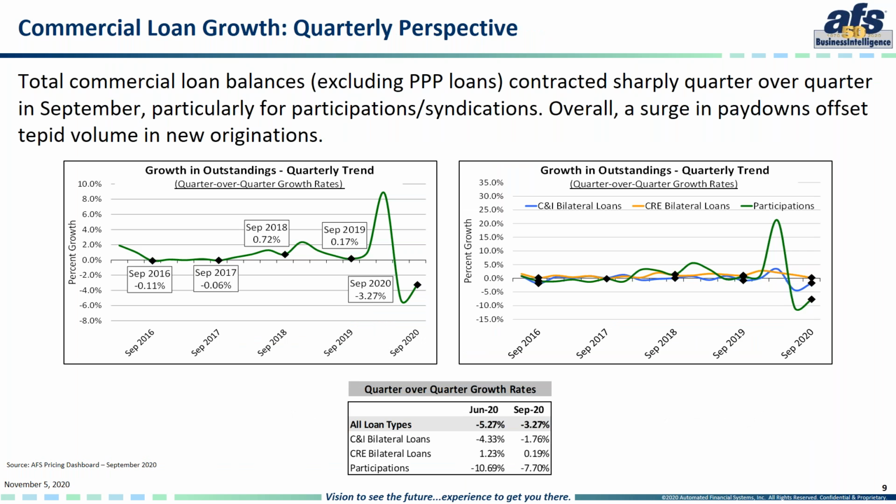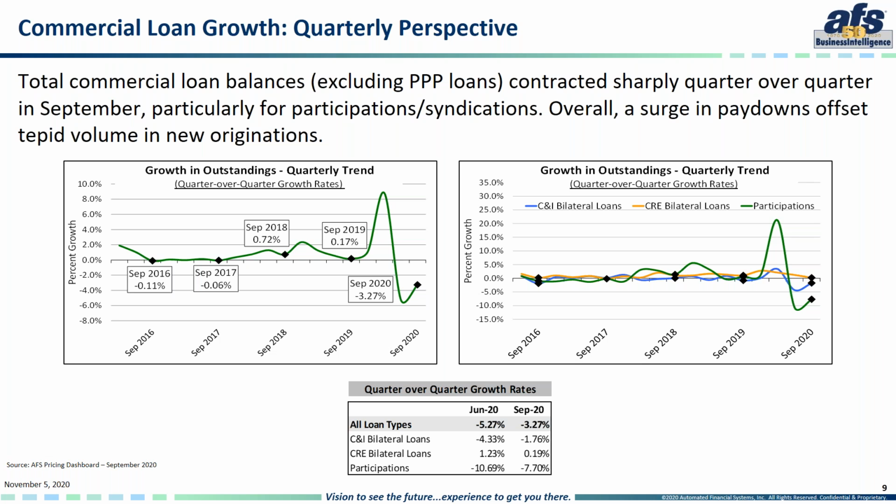Moving to slide 9, we look at the quarter-over-quarter loan growth for the third quarter. Looking back over the year, there was unprecedented growth at the end of the first quarter. In 2Q, the quarter-over-quarter loan growth rate for all loan types plummeted to a negative 5.26%, and now for 3Q, although still negative, there was an improvement over 2Q with a quarter-over-quarter loan growth rate of minus 3.27%. We saw higher payments in 3Q offsetting tepid volume in new originations.